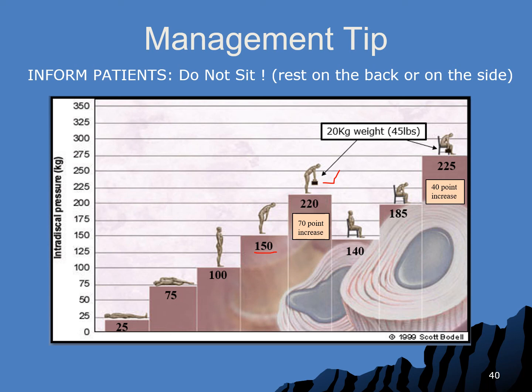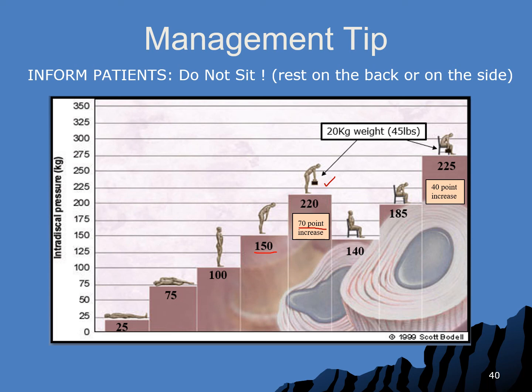Let's see if we can do a better check mark. Tell me you haven't done that before. Bent forward into a trunk to pull out a bag of dog food or a bag of fertilizer or whatever you have. But when you do that, you just increased intradiscal pressure by 70 points. Bingo. That's dangerous. All right, and look at this one seated.